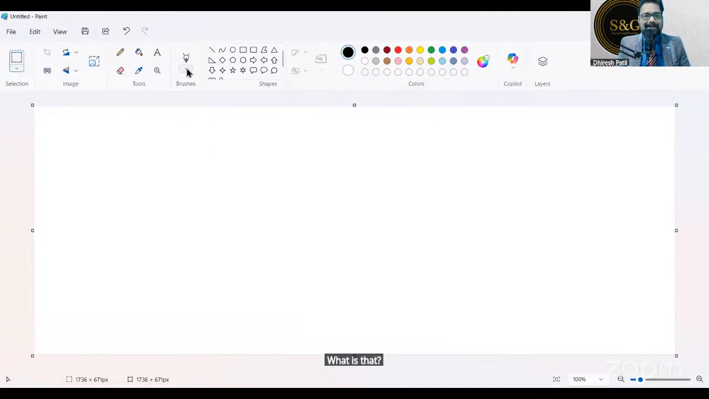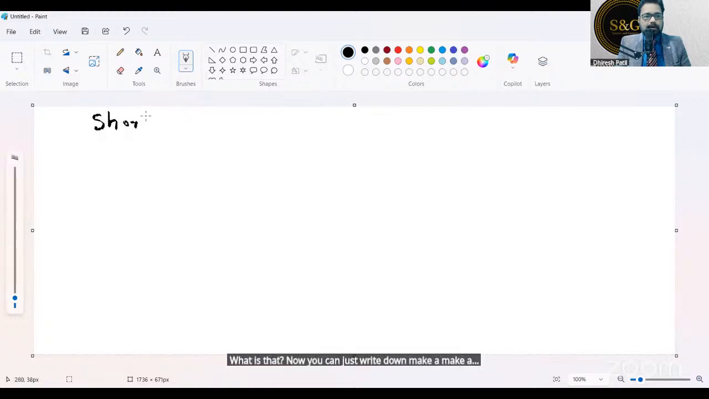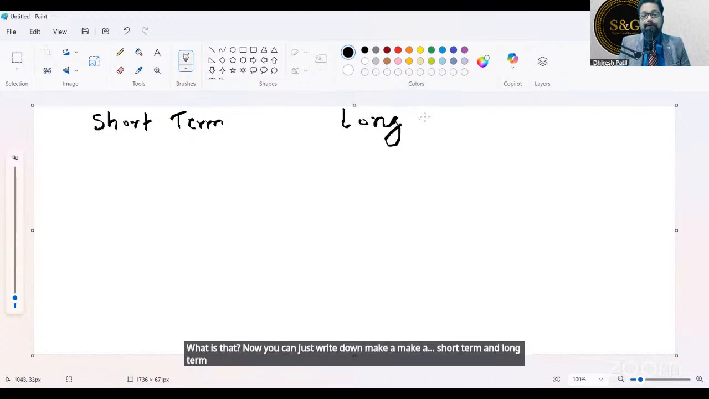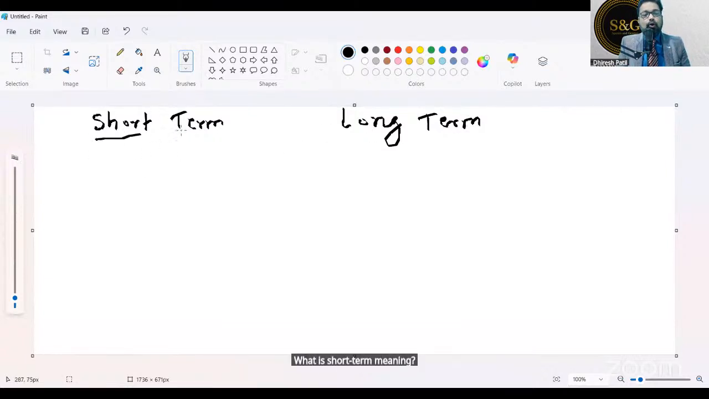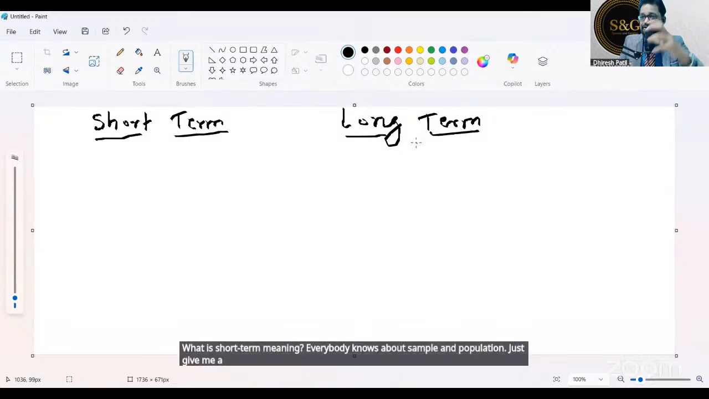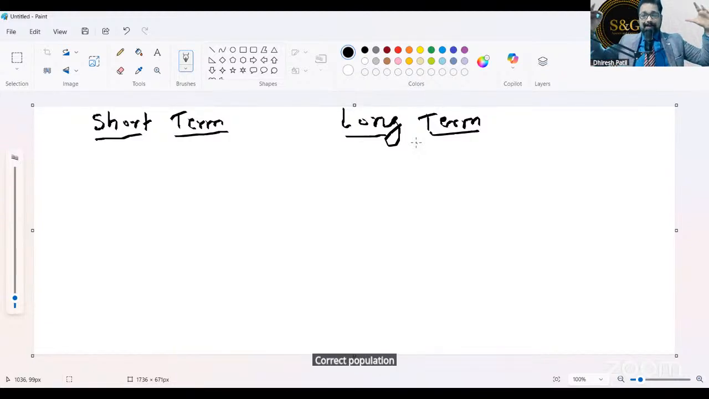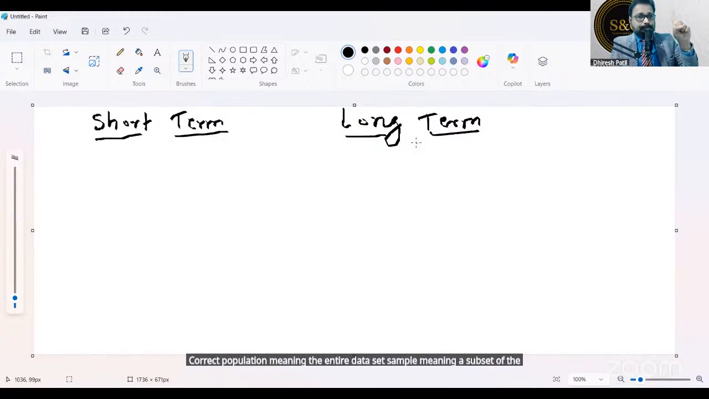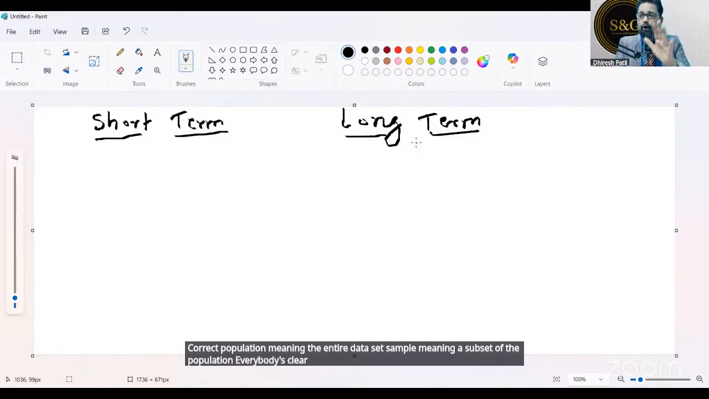Now you can just write down, make a short term and a long term. Let me explain you that. What is short term meaning? Everybody knows about sample and population. Just give me a yes in the chat box. You know the theory of sampling and population, yes or no? Correct. Population meaning the entire data set. Sample meaning a subset of the population. Everybody is clear, right? हम लोग स्कूल में and colleges में सीखे हुए हैं, right?